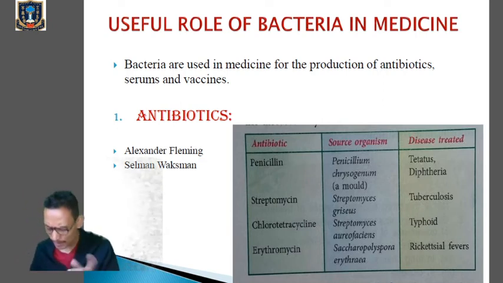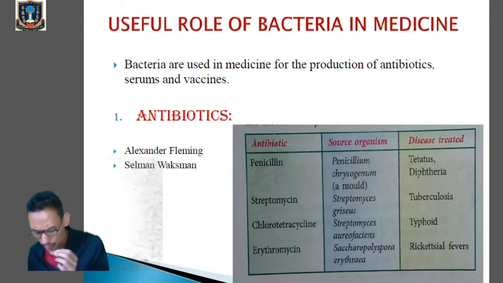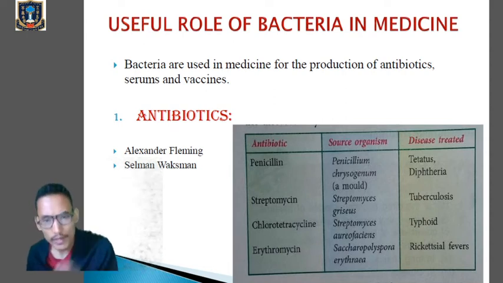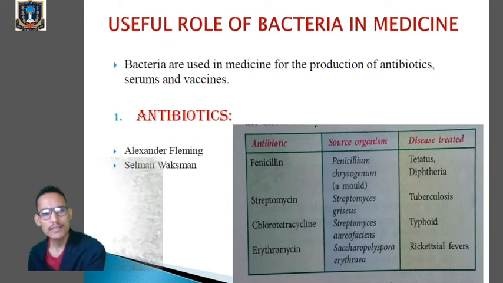The second antibiotic, streptomycin, was produced by Selman Waksman. It was produced from Streptomyces griseus, and it is used for the treatment of tuberculosis. You can look at the table over there. Penicillin is used in the treatment of tetanus, diphtheria. Streptomycin is used in the treatment of tuberculosis.